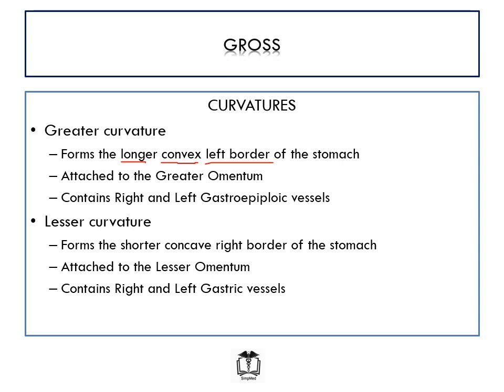The lesser curvature is shorter, it is concave, and it forms the right border of the stomach. This one is attached to the lesser omentum. It's connected to the liver through that lesser omentum, the same way the greater curvature is connected to the transverse colon through the greater omentum. The lesser curvature contains its own fair share of vessels, what we call the right and left gastric vessels. This is in contrast to what we see for the greater curvature, which contains right and left gastroepiploic or omental vessels.